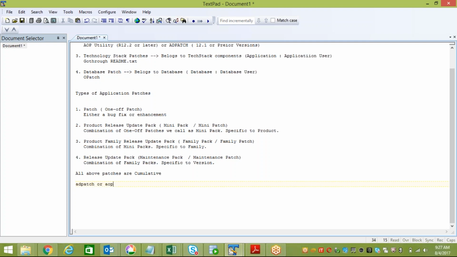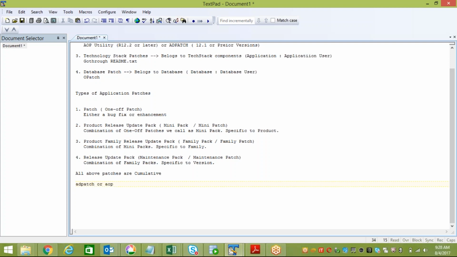So maybe the time taken to apply the patch will vary. When you apply a one-off pack, there may not be any prerequisites and post requisites. Right away, you will be applying the patch and it would take some 1 hour or something like that. If you are applying the mini pack, there might be some prerequisites and post requisites, and when you apply, it might take 2 hours. And family pack, more prerequisites, more post requisites.